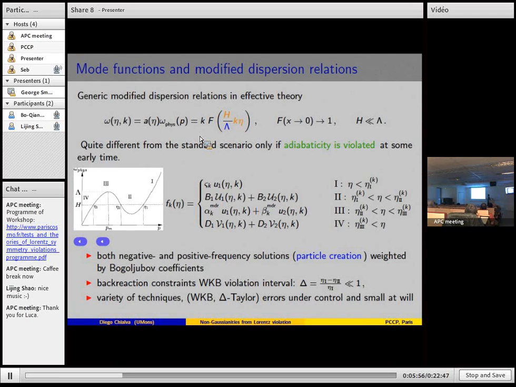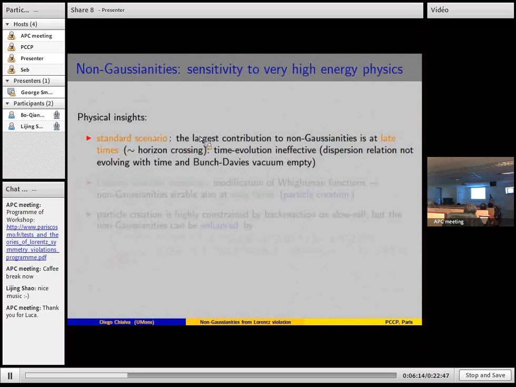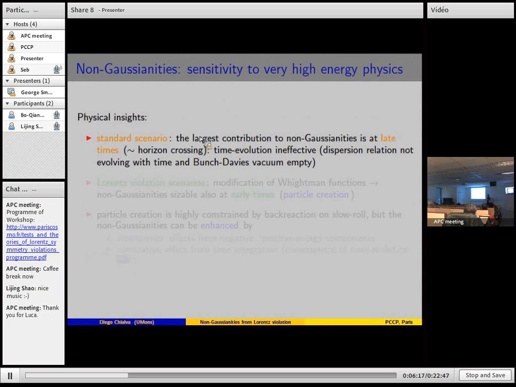So I can be very generic. I don't even need to fix a precise dispersion relation to tell you what I want. What happens is that, in particular, there is particle creation. That is, now the mode functions will include both positive frequency and negative frequency components weighted by their Bogoliubov coefficients. So what happens now? In the standard scenario, you use the standard Wightman function, the standard dispersion relations, and you have only positive frequency components.